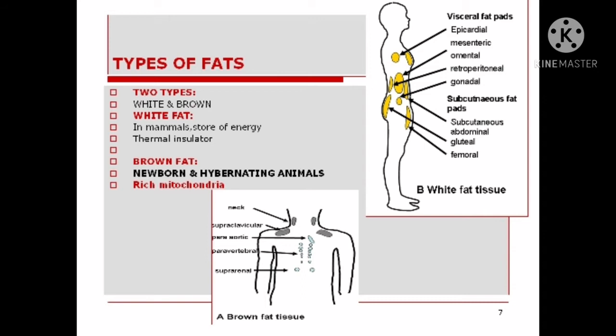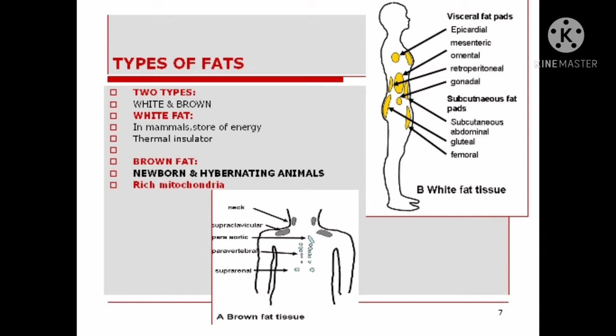The types of fats. The fats are of two types, white and brown fat. The white fat is present in mammals, and it is a storage of energy and a thermal insulator. The brown fat is present in newborns and hibernating animals, and it is rich in mitochondria.